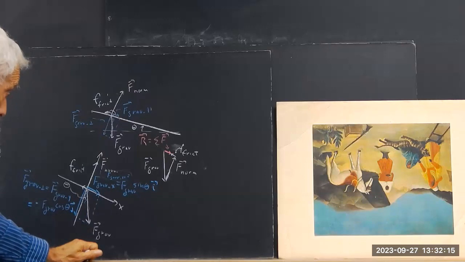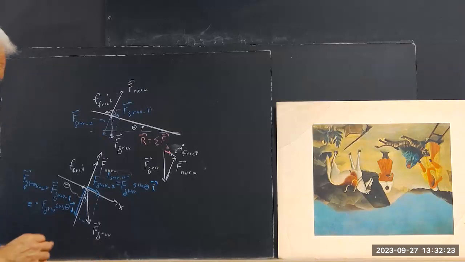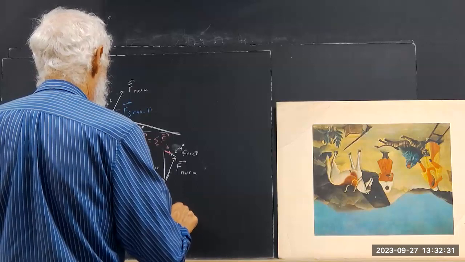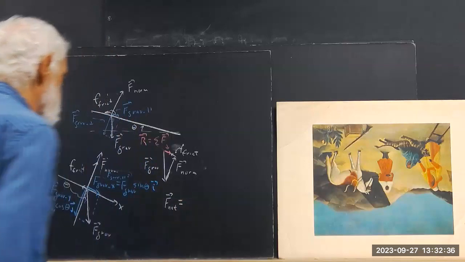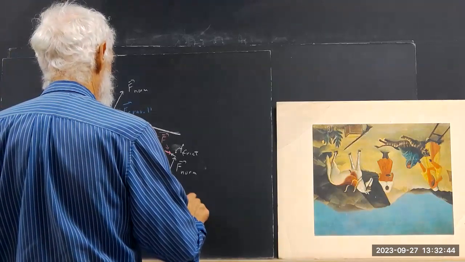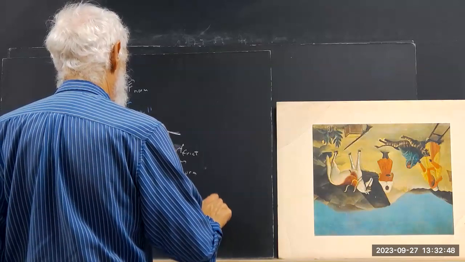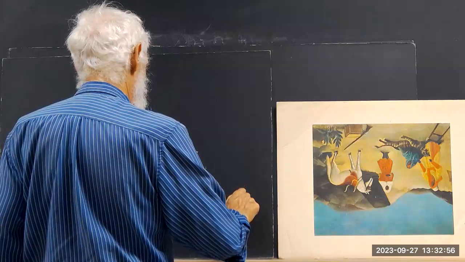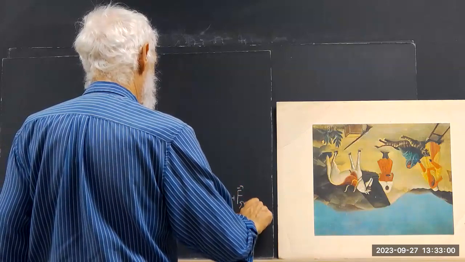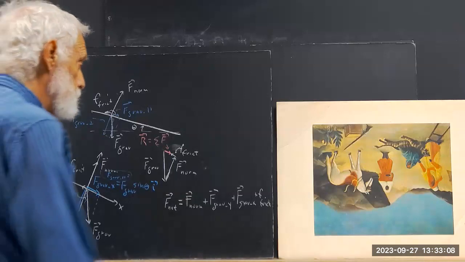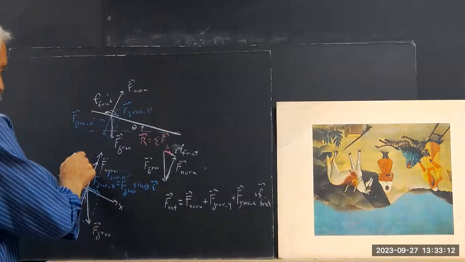Well, that's kind of it. So now we can say that the net force equals total force plus the y component of F ground plus the x component of F ground plus the force of friction. A little careless with my arrows here.